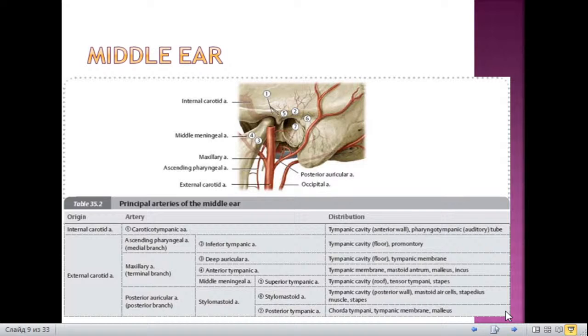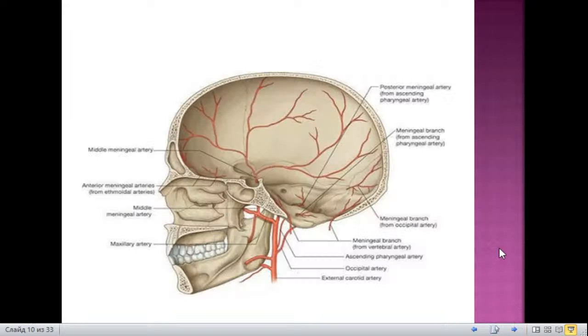And one more organ receives arteries from all of the 3 arteries of head and neck, but in contrast with the middle ear, this organ is extended, it's much bigger. I mean dura mater of the brain. Dura mater of the brain, in reality it receives a lot of branches from different arteries. And what are these major arteries?